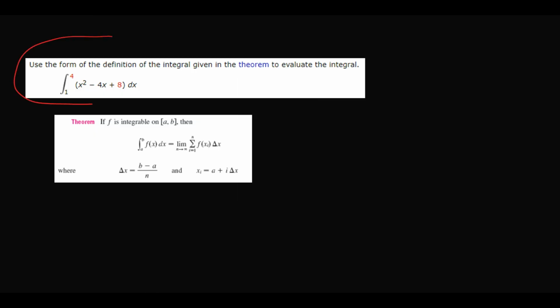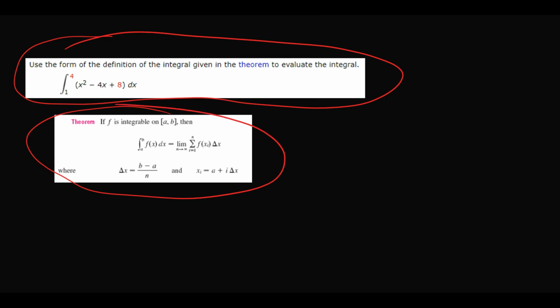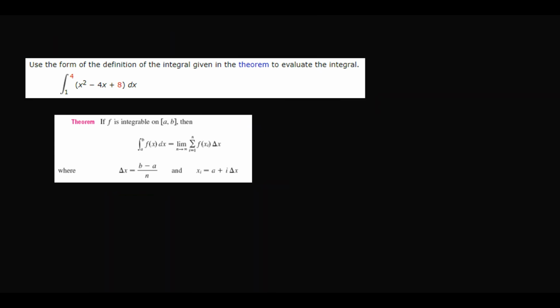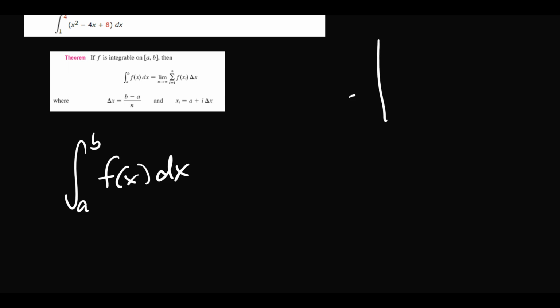All right, so this is the problem we're going to do, and we're going to use this theorem to do it. So let's talk about the theorem for just a second and determine what is going on there. Basically it says, the integral from a to b of f of x dx. So you have some function, here's a, here's b, and you're finding the area under the graph.